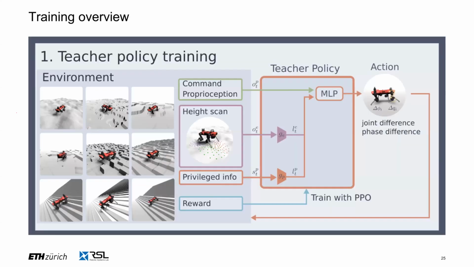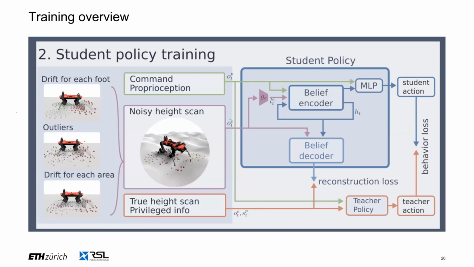Here's a bit more detail. You train the teacher policy on different terrains, adding a lot of randomization, like foot friction and external disturbance. It gets all of this as privileged information, and it tries to follow the command velocity. We use PPO to train this teacher policy. Once we have this teacher policy, we train the student policy from limited information. You don't give the privileged information, but you add a lot of noise in the height scan, and it still tries to mimic the teacher action, which has all the information.